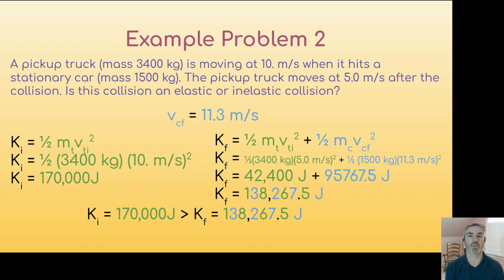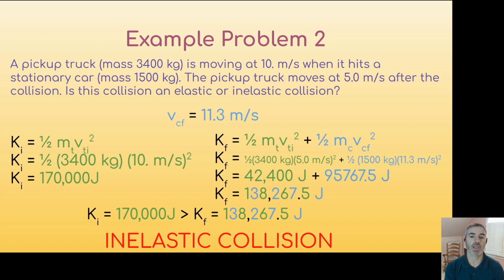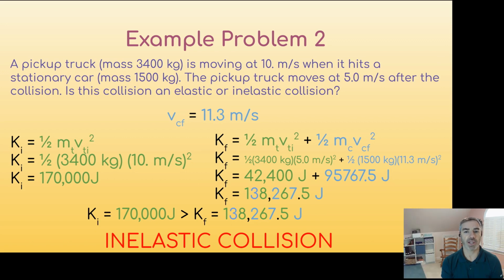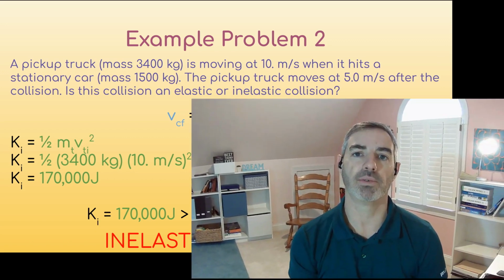So if the initial situation has more than the final, then we know that this is going to be an inelastic collision. The situation can never occur where we have an increase of energy unless there's an outside force working on it. So we know that it's either going to be the same, which is an elastic collision, or there's going to be a decrease in kinetic energy, which is an inelastic collision. This is an introduction to the two types of collisions.